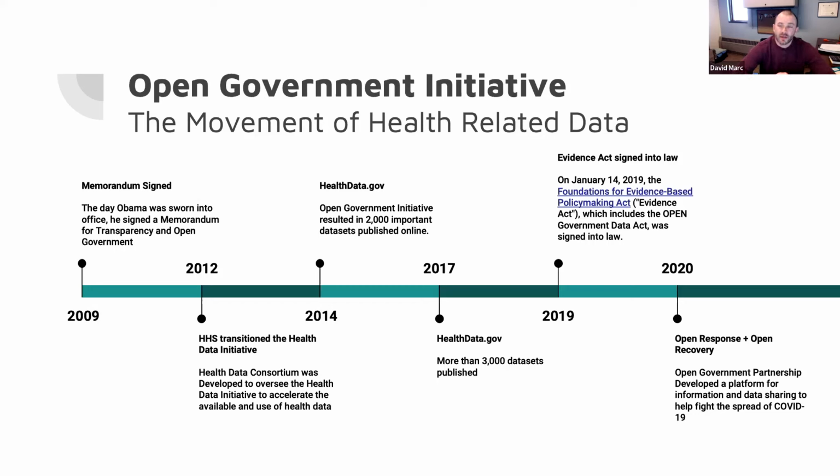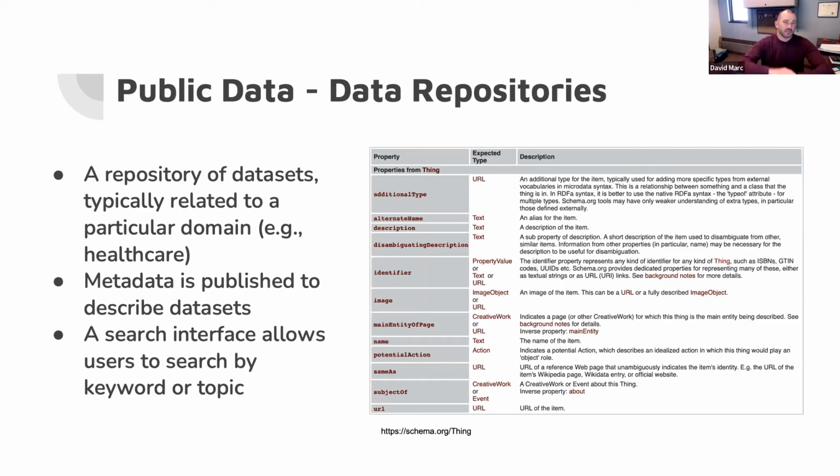So I'm going to begin by talking about data repositories. This is one way in which you can access data. A repository is simply a collection of data, typically related to a particular domain. In our context, we're going to talk about healthcare. And when I say data sets, think about a spreadsheet in your mind. That's just a way to simplify it.